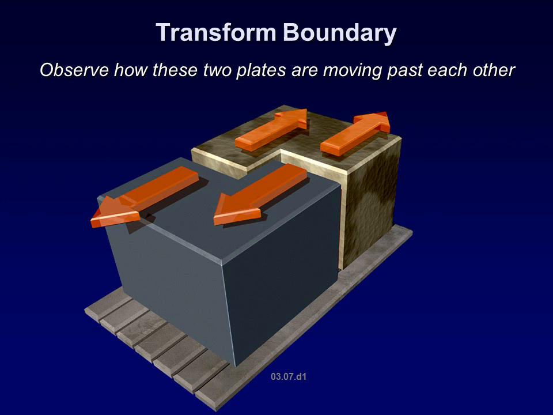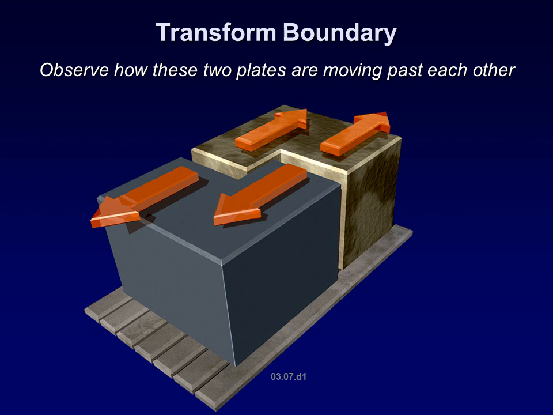We've already discussed convergent boundaries and divergent boundaries. Now we're going to talk about transform boundaries. What happens when plates slip past one another? When we're looking at this image, I want to know, where is the transform boundary located in this image?